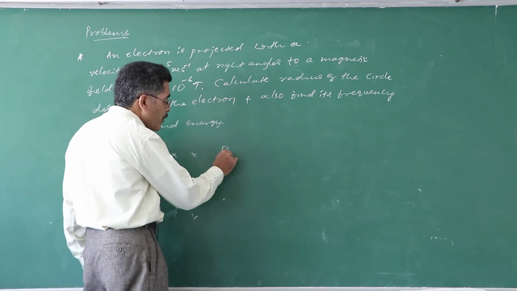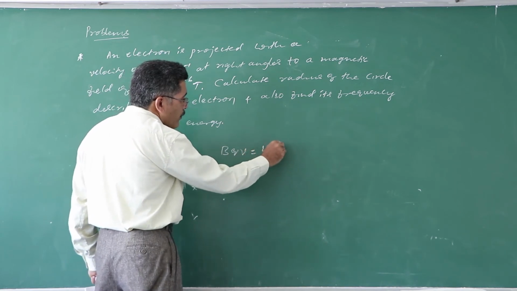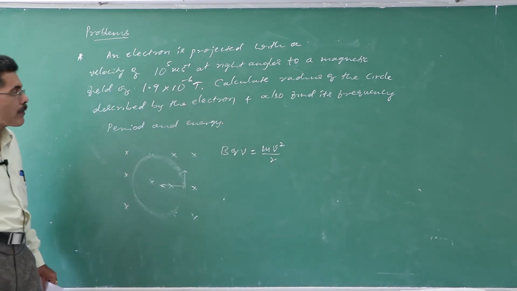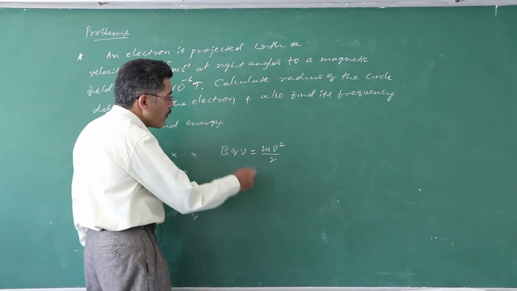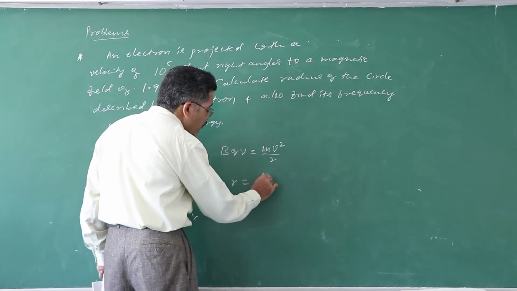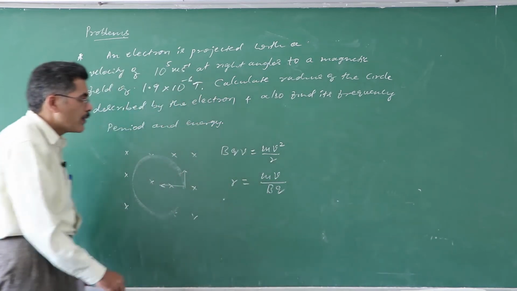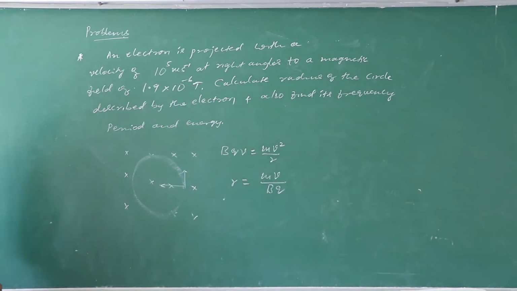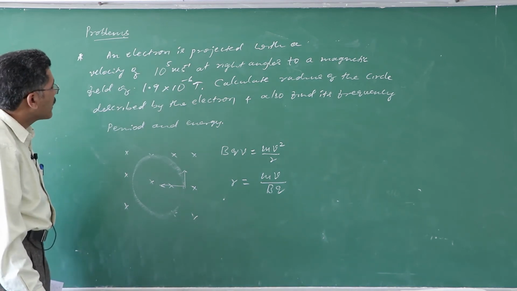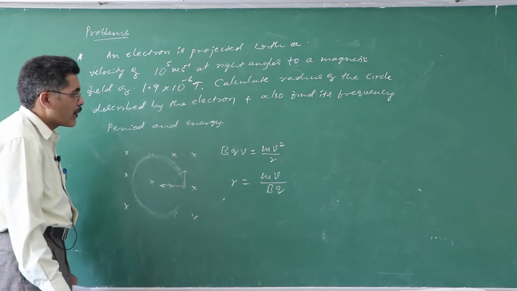Therefore, BQV is equal to mv square by r. See here, one v got cancelled, therefore r is equal to what? R is equal to mv divided by b into q. So you know the mass of the electron, velocity and all other data is given. Therefore, you just substitute for it.